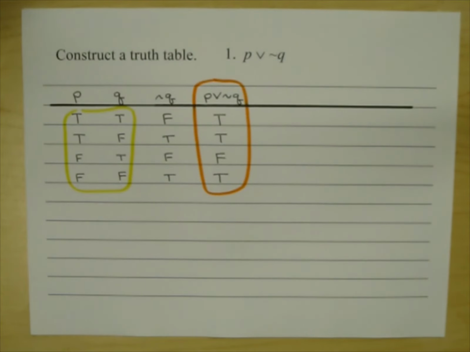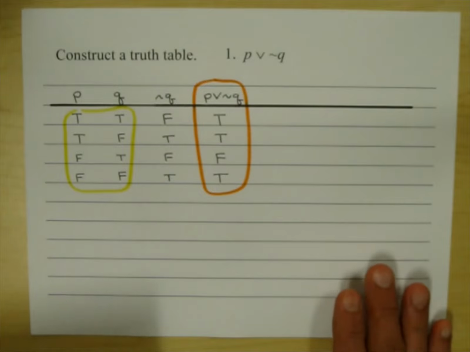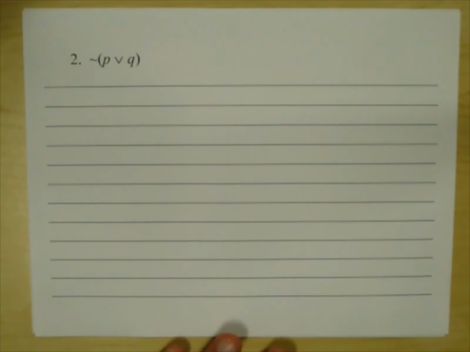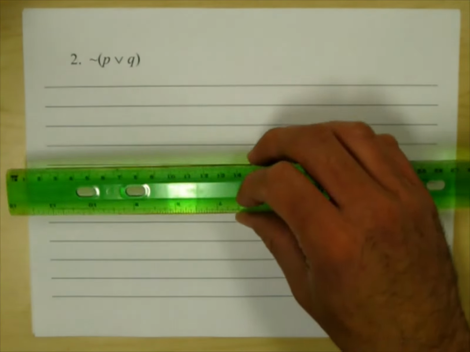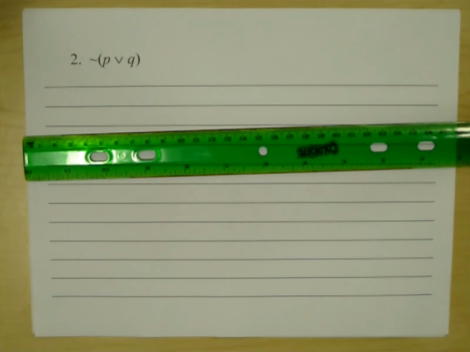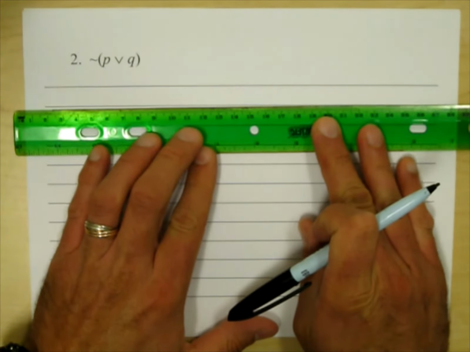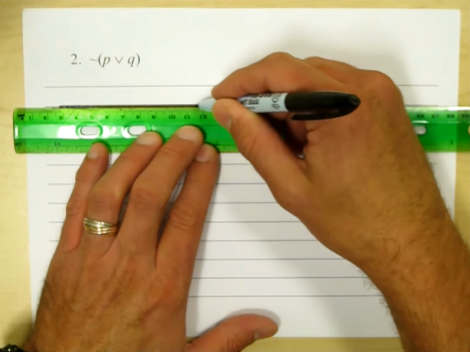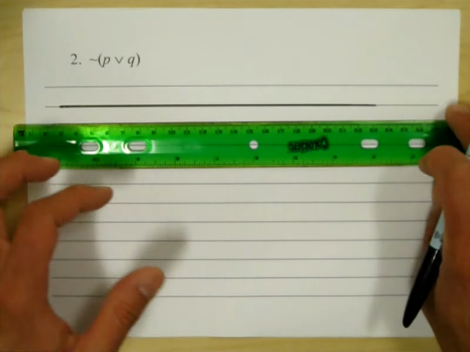Let's go ahead and do another problem. We are going to do problem number 2. Construct a truth table for this statement right here. So you can pause the video and do that if you'd like. If you're having a hard time getting started, you're like, I don't know what to do, I'm going to totally help you out here. There. That should get you going.